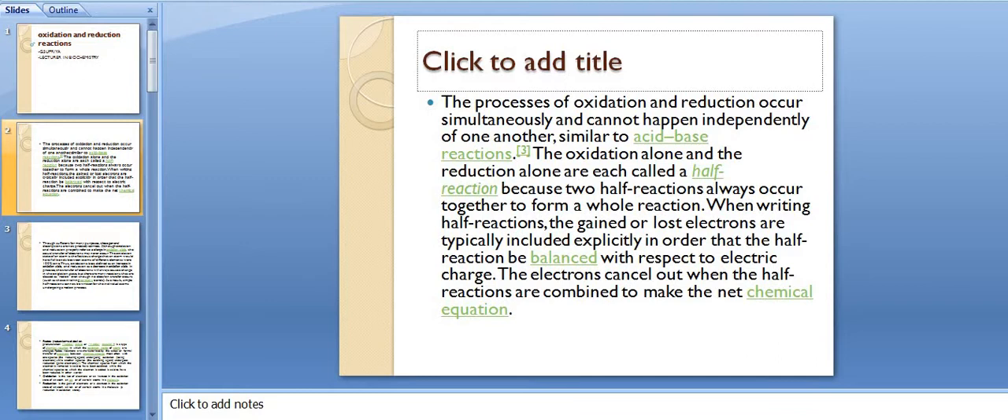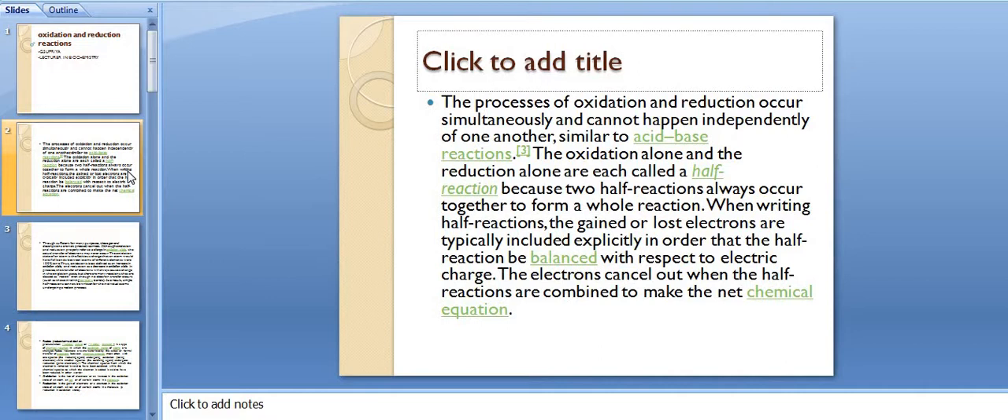The processes of oxidation and reduction occur simultaneously and cannot happen independently of one another, similar to acid-base reactions. Oxidation alone and reduction alone are called half reactions, because two half reactions always occur together to form a whole reaction.